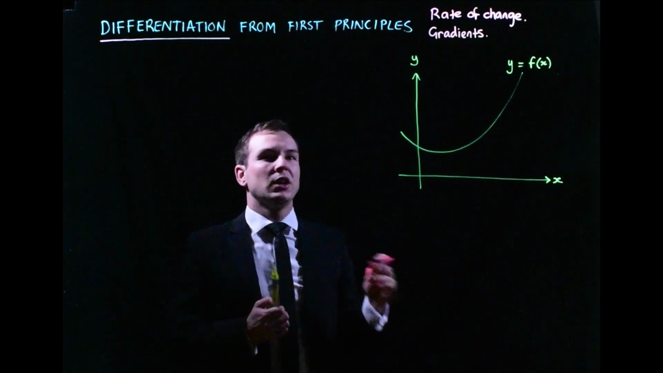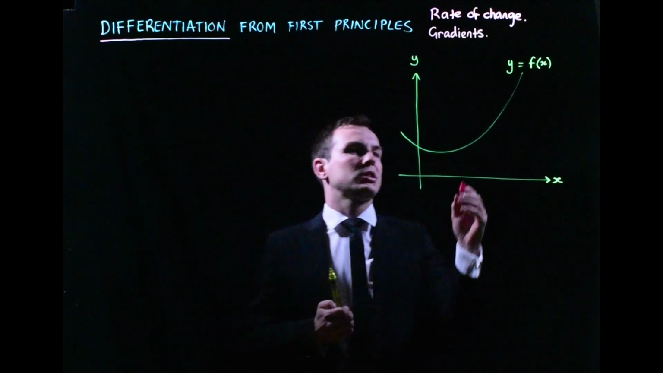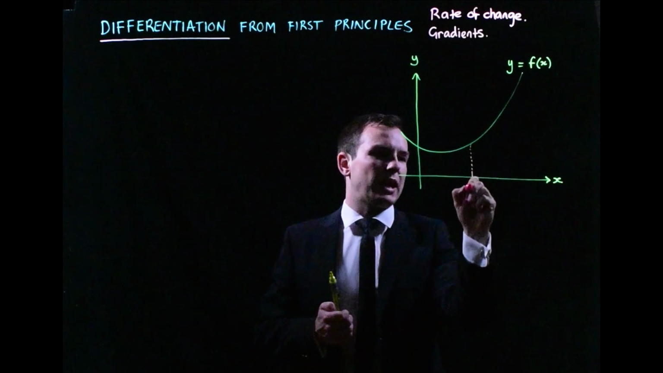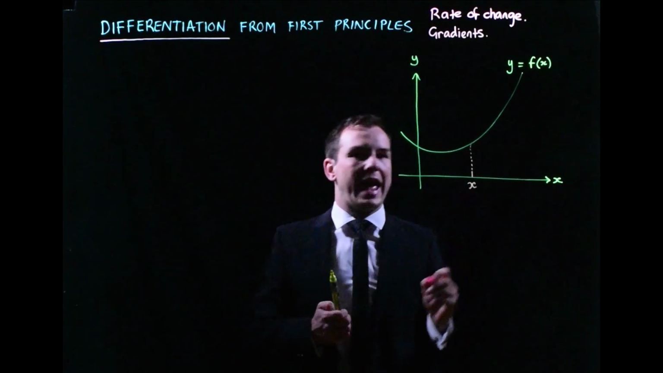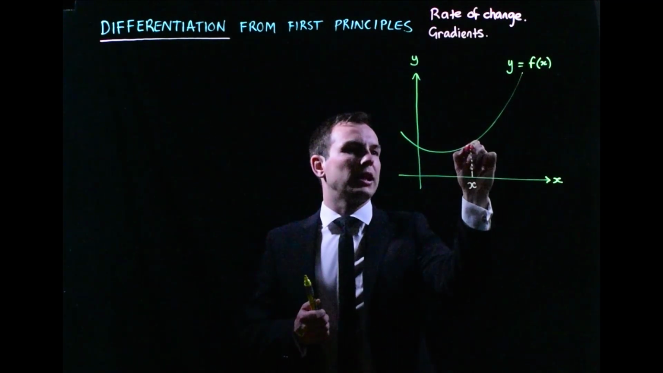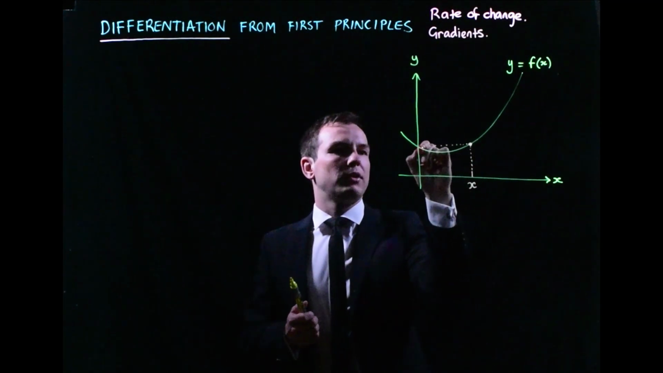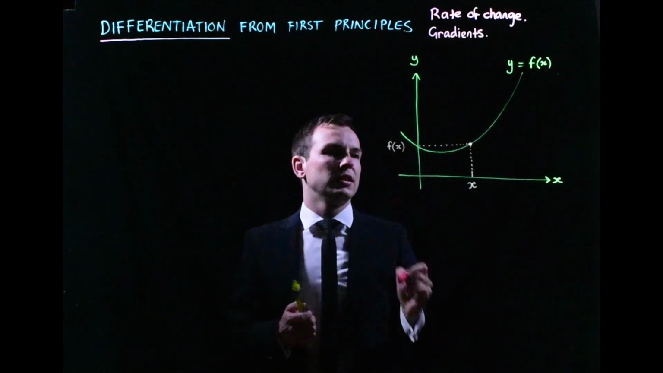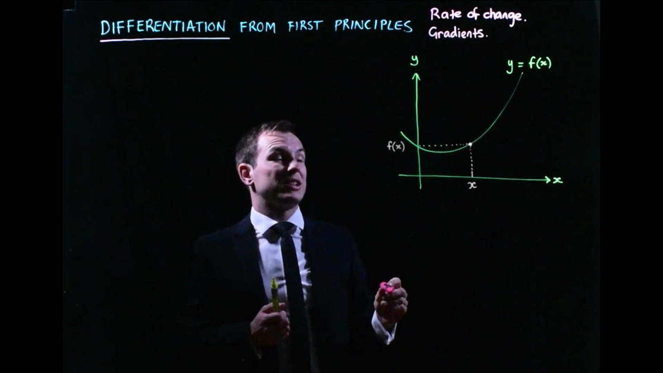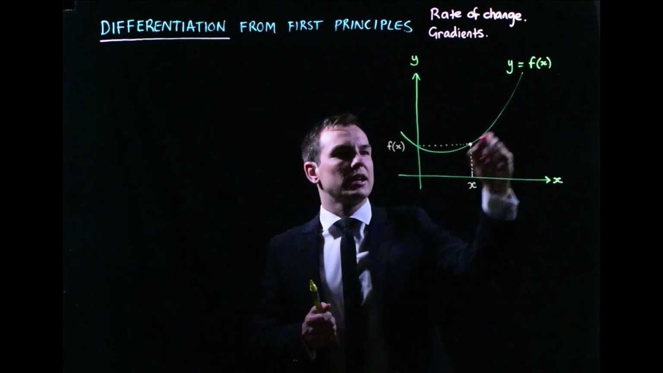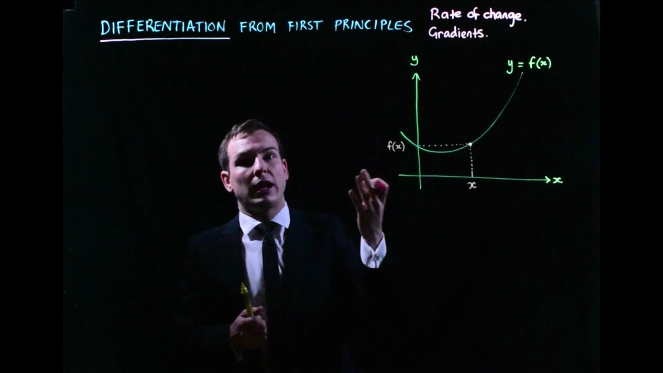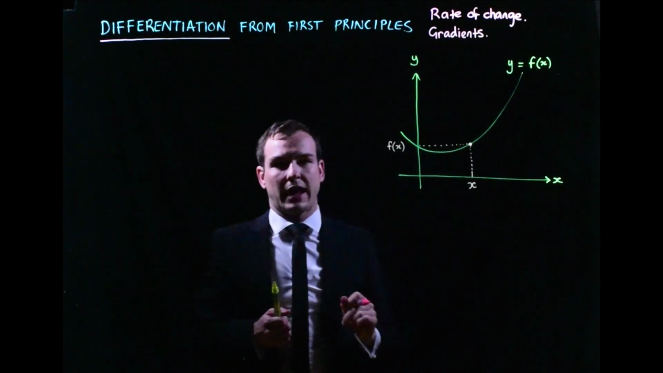So what we do when we differentiate from first principles is we consider a point on the curve that might be at what we're going to call x. So this point here is the point we're interested in, and it must have some y value over here that's represented by f of x. And what we want to do is draw a tangent line to that curve, so it just touches there, and we want to calculate its gradient. And that gradient would represent the rate of change at that point.